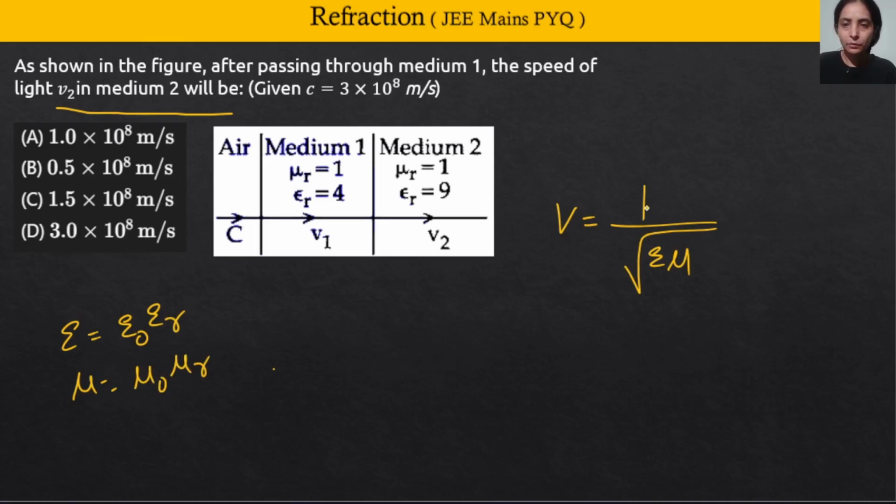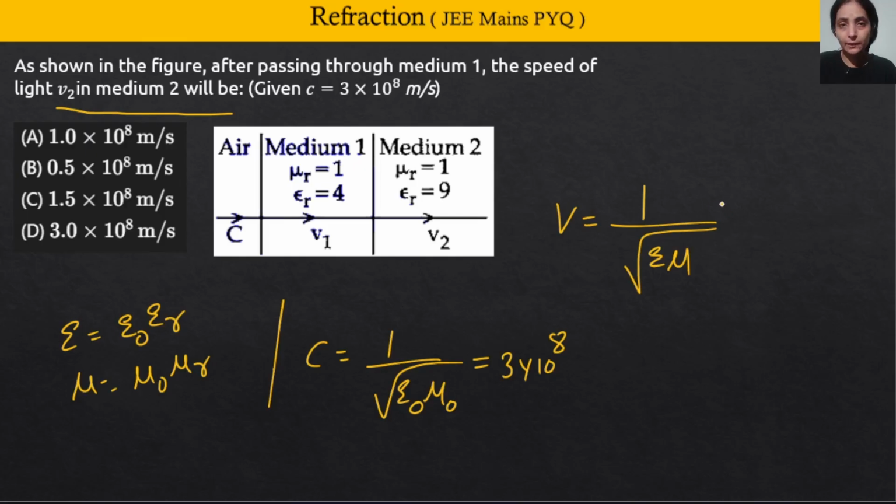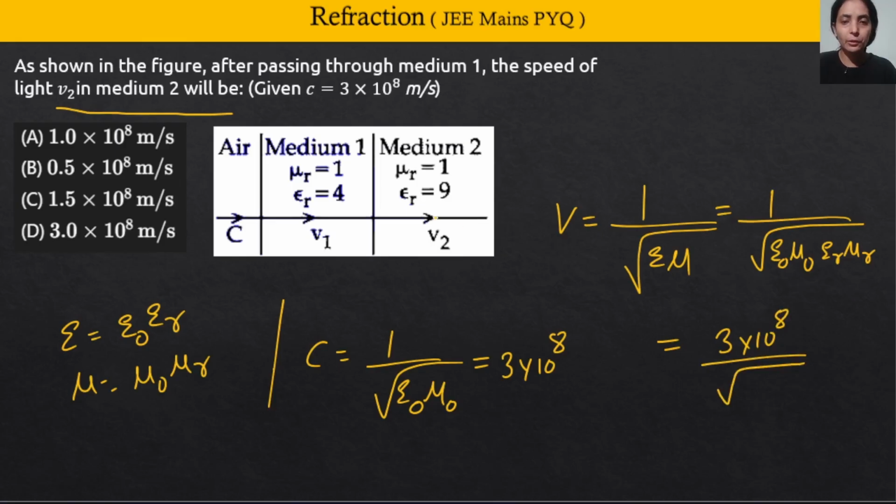And if you calculate the speed of light in vacuum, c will become how much? Epsilon will become epsilon naught, mu will become mu naught. So 1 by root under epsilon naught mu naught is equal to 3 into 10 to the power 8. Let us put it here: 1 by root under epsilon naught mu naught, epsilon r mu r. This is equal to 3 into 10 to the power 8 divided by root under epsilon r mu r, which is equal to 9 into 1, so 9 basically, and this will become 10 to the power 8 meter per second. So what will be your correct answer? A. Okay? Now let us move to the next question.